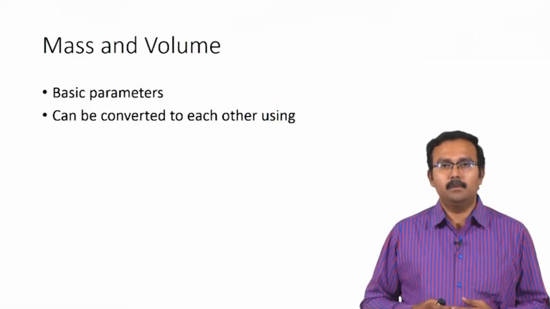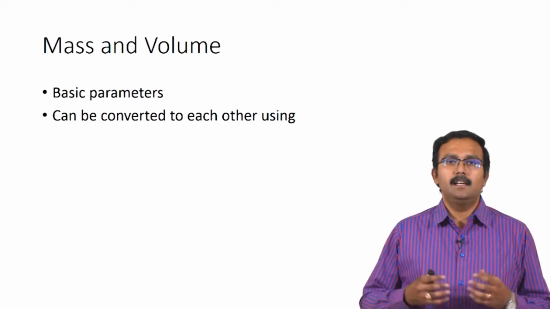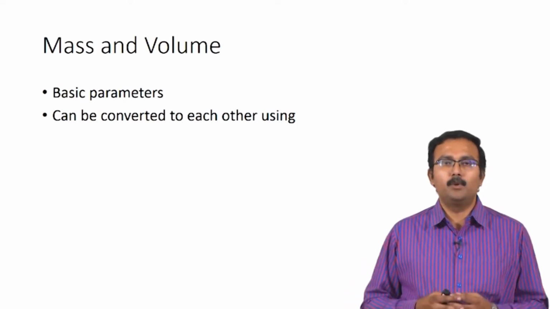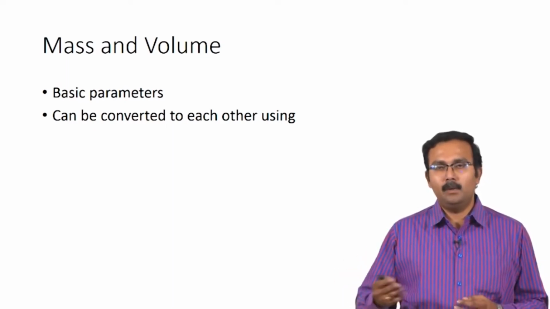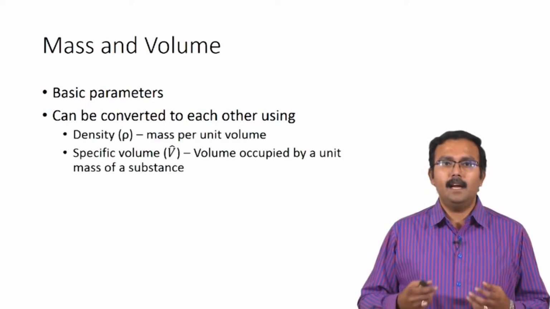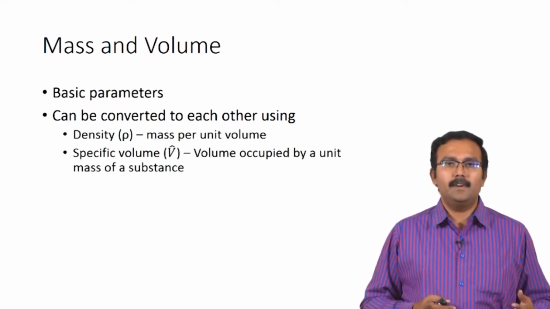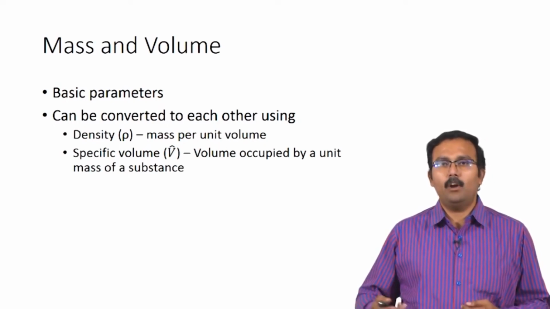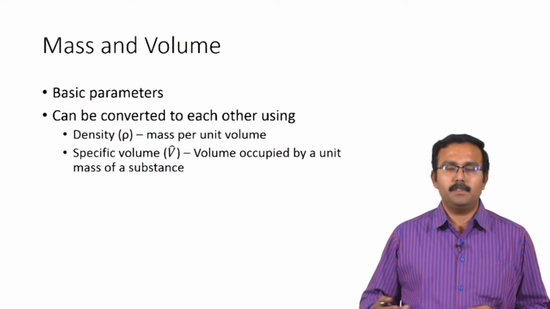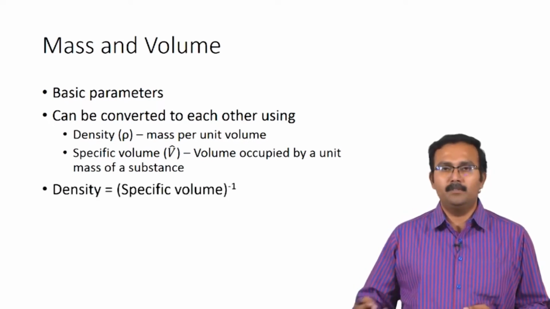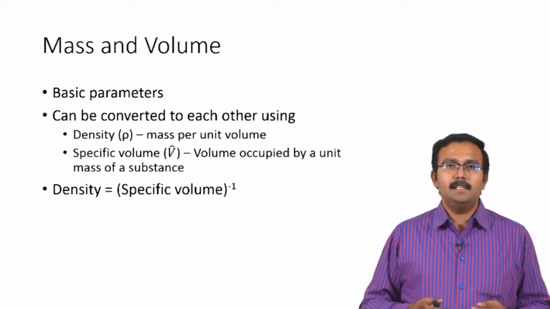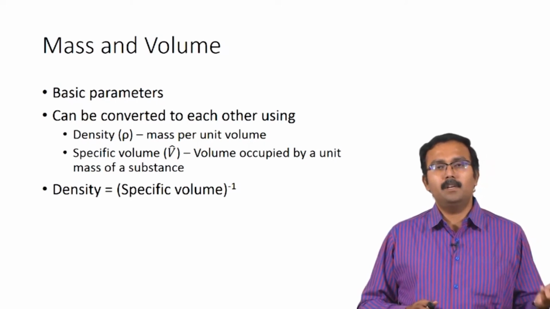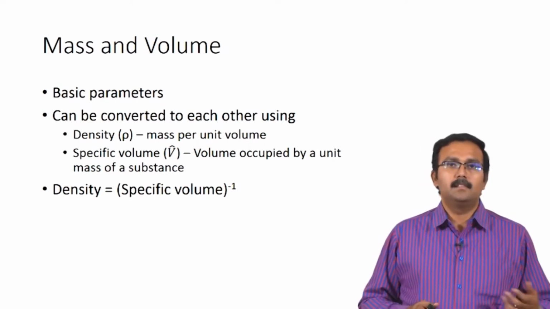So, the first and the most common one which is used are mass and volume. This basically defines what a system could be. These can be converted from one to another using density and specific volume. Density is defined as the mass per unit volume and specific volume is defined as the volume occupied by a unit mass of a substance. Basically density is the inverse of specific volume. So, using density and specific volume we can actually convert mass to volume and the other way around.